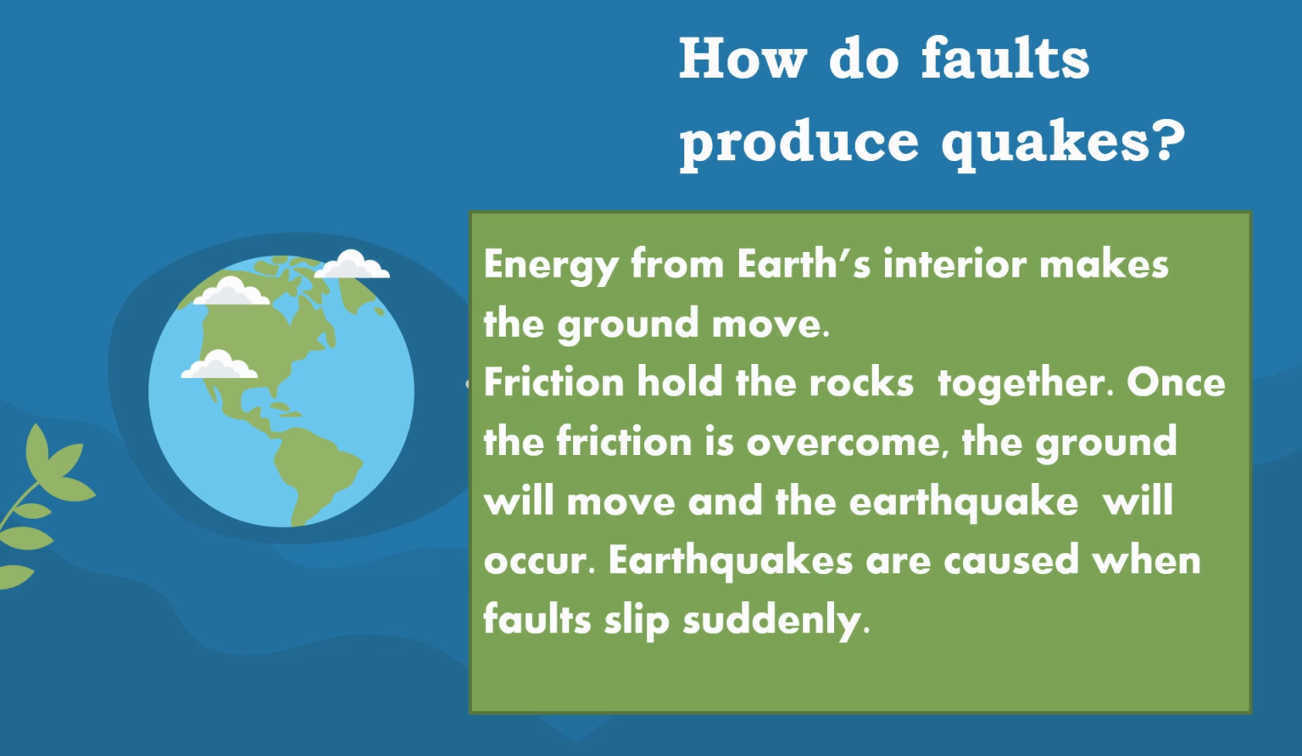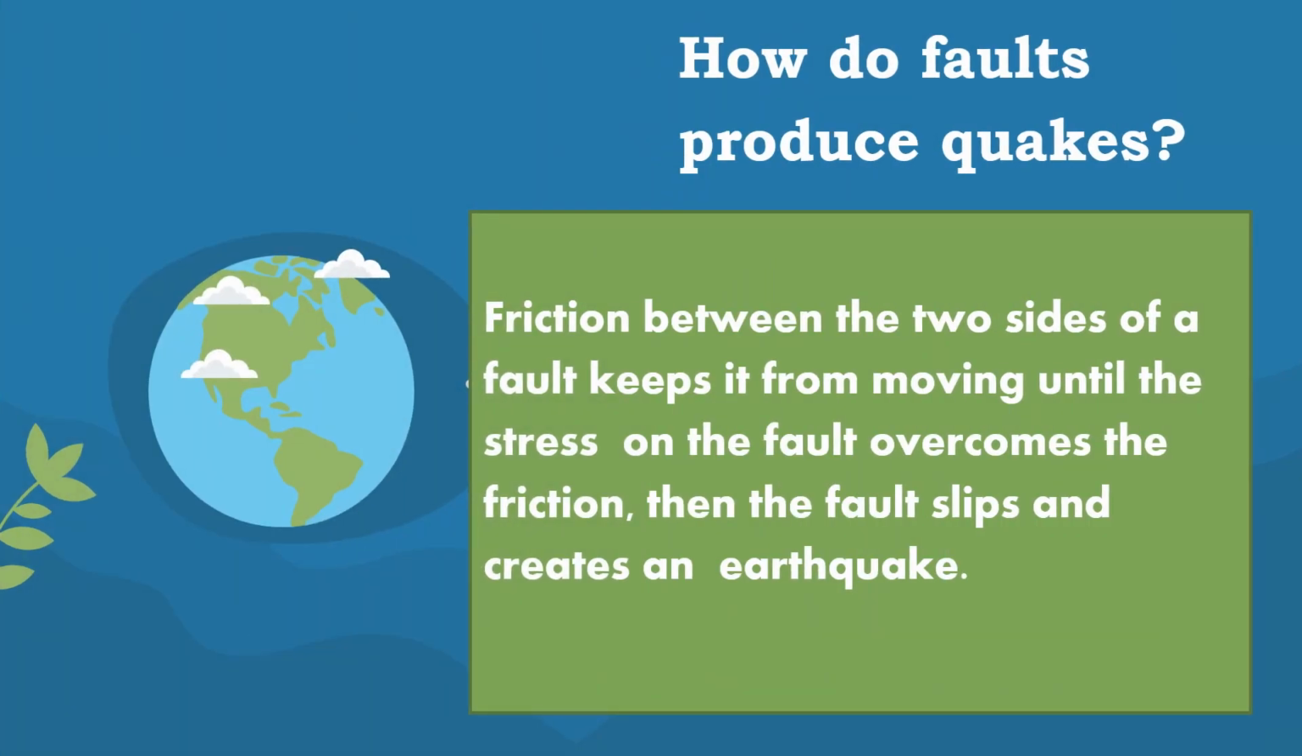So the reason why hindi gumagalaw ang dalawang faults is because of friction. Kapag yung friction ay nawala, that's the time that there will be a movement in the faults. Friction between the two sides of a fault keeps it from moving until the stress on the fault overcomes the friction. Then the fault slips and creates an earthquake. So kapag nawala na yung friction ng dalawang faults, dumudulas yung fault, gumagalaw, nagkakaroon ng slip or fault slips, nagkakaroon ng earthquake.